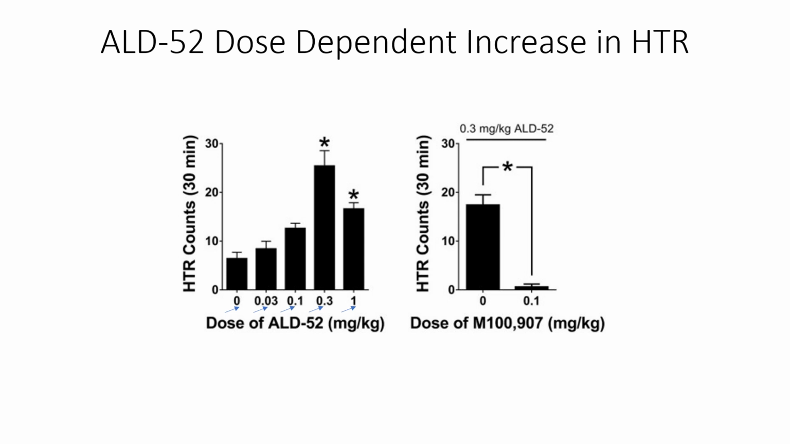The researchers then wanted to see whether or not they could take away the effects of the HTR by using a selective serotonin 2A receptor antagonist, M100,907. To test this, they first injected the animal with none of this drug and just ALD52 and saw an effect for the head twitch response. In this assay right here, they took the experimental compound at 0.1 mg per kg of the selective serotonin 2A receptor antagonist and pre-injected the animal with it before injecting 0.3 mg per kg of ALD52. And when they did this, they saw no effect in terms of the HTR, indicating that you can block the effects of the head twitch response exhibited by ALD52 if you pre-inject an animal with the selective serotonin 2A receptor antagonist.